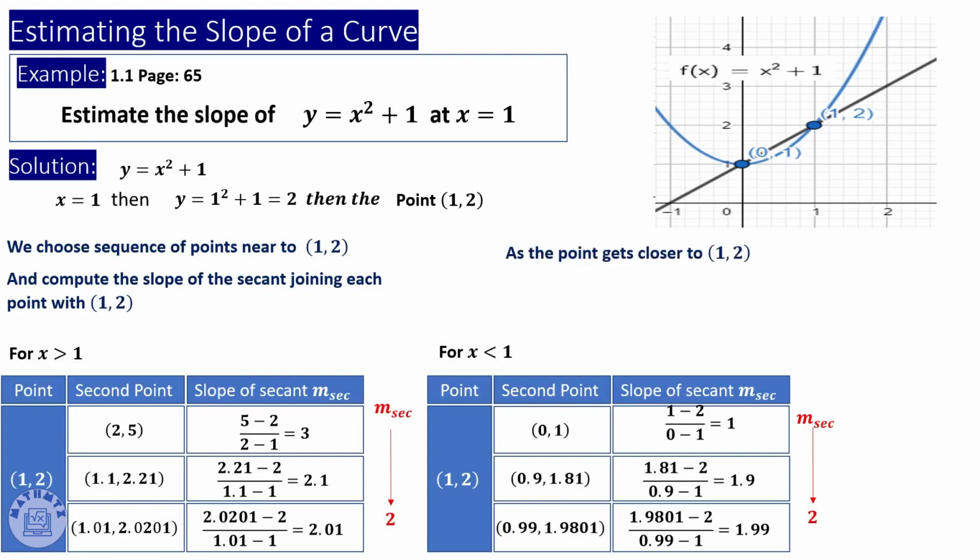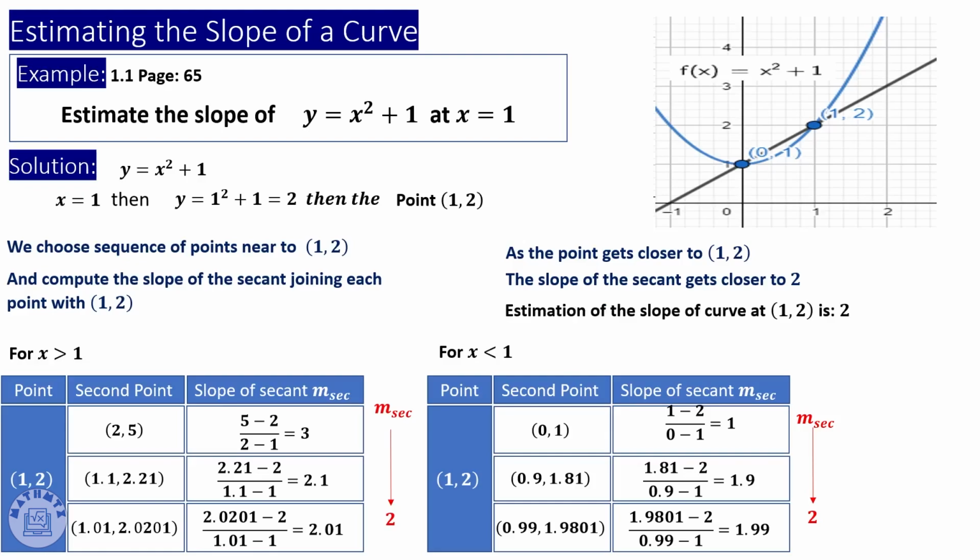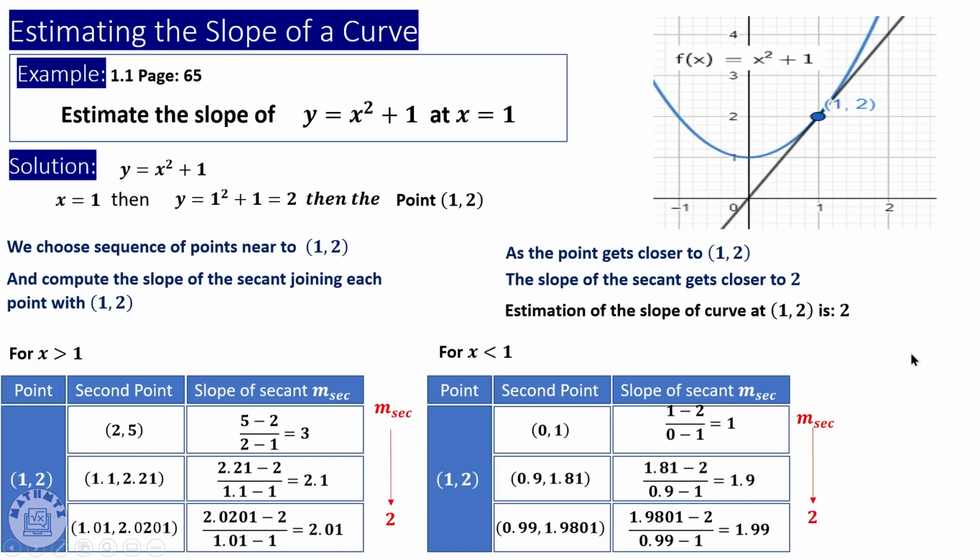So as the point gets closer to (1, 2), the slope of the secant line gets closer to 2. And the estimation of the slope at the point x equals 1 is 2. That's it. All right, let's try another example. In this example, I encourage you to pause the video and try to do it on your own.